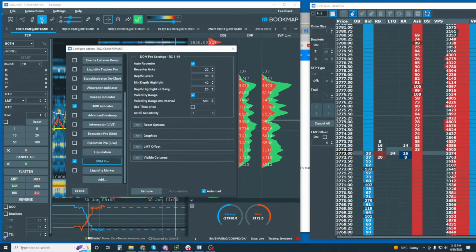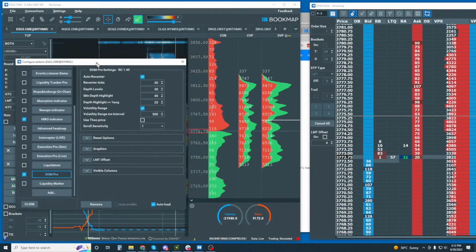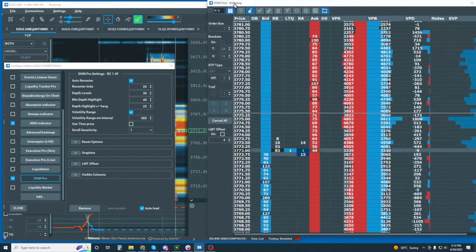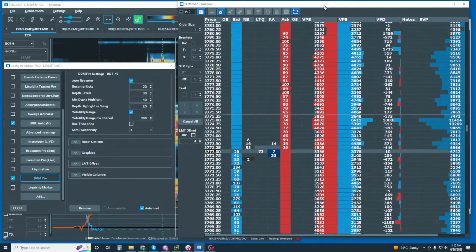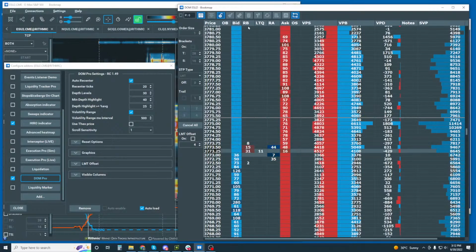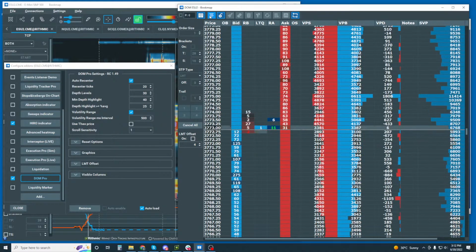And bring up the settings again. So yeah, there's a toolbar up here as well. The video goes through all of these, recentering, etc. So you want to recenter it right now. You click on that, and here's your recenter line right here.